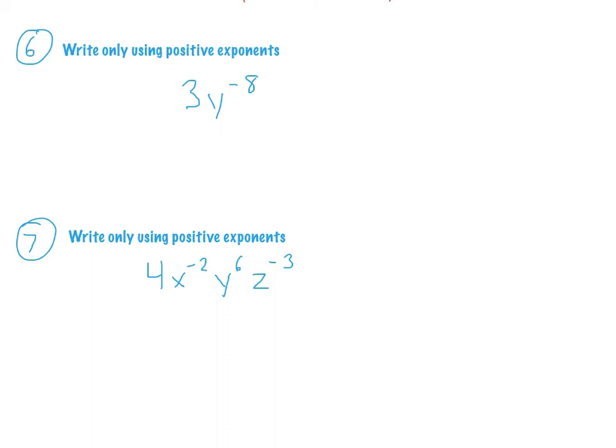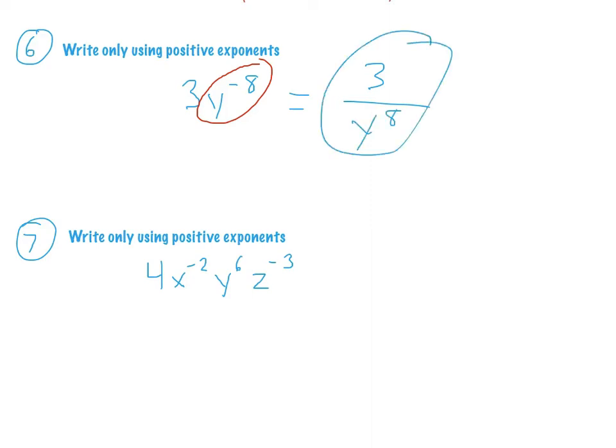Well, he belongs to the y. So both the negative 8 and the y need to move to the denominator, but you're going to drop the negative sign, right? So it becomes 3 stays on top, okay, because it doesn't have a negative exponent, so he stays put, over y to the, not negative 8 now, but positive 8, and you'd be done.